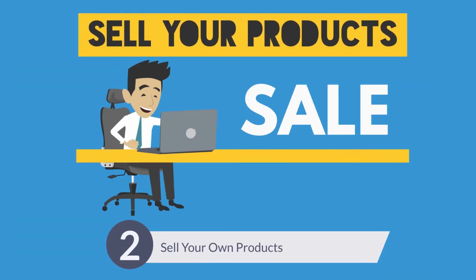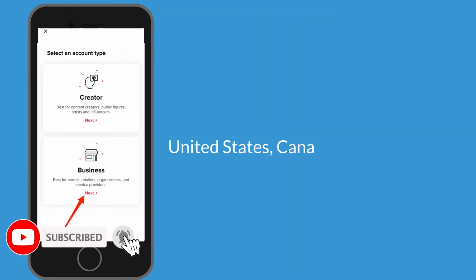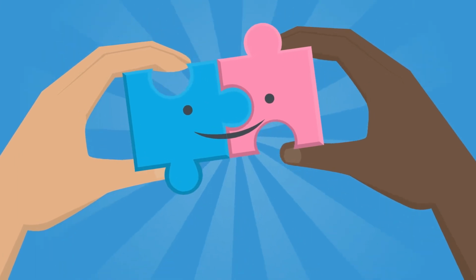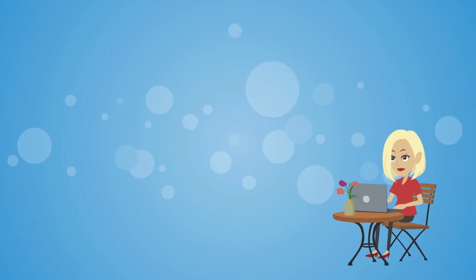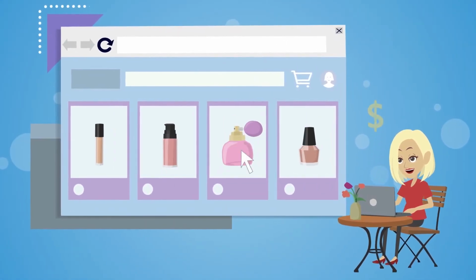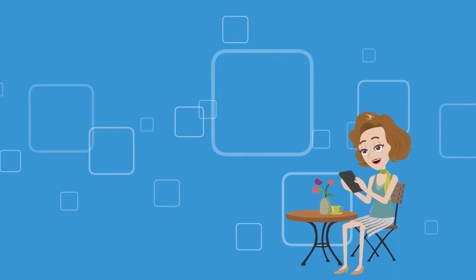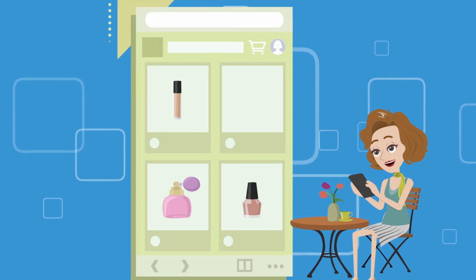Number 2, sell your own products. If you have a TikTok for Business account and are from the United States, Canada, or the United Kingdom, you may be able to add a shopping tab and product links to your profile. The shopping tab is a new feature introduced as a result of TikTok's cooperation with Shopify. It's intended to assist TikTokers who have a Shopify store in promoting their items via the app. Users who click on a product link are sent to the merchant's Shopify site, where they may make a purchase.